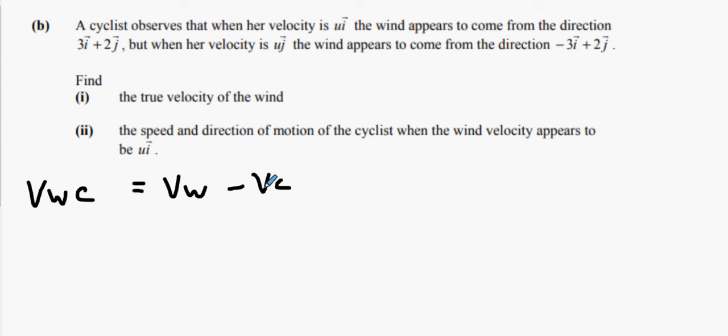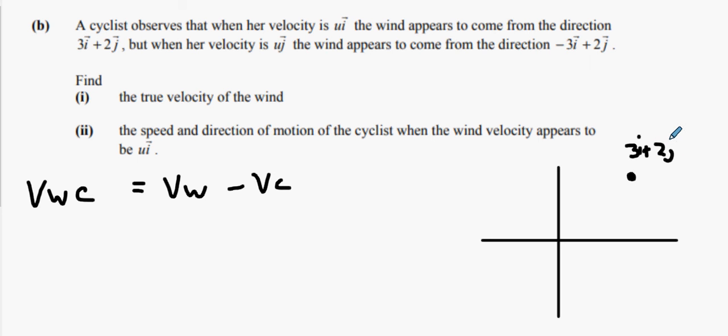Now, we also said that it comes from the direction 3i plus 2j. So 3i plus 2j is 3 across 2 up. Happy days. What direction is it actually going? Yep. So it's actually going in this direction here, which is minus 3i minus 2j.